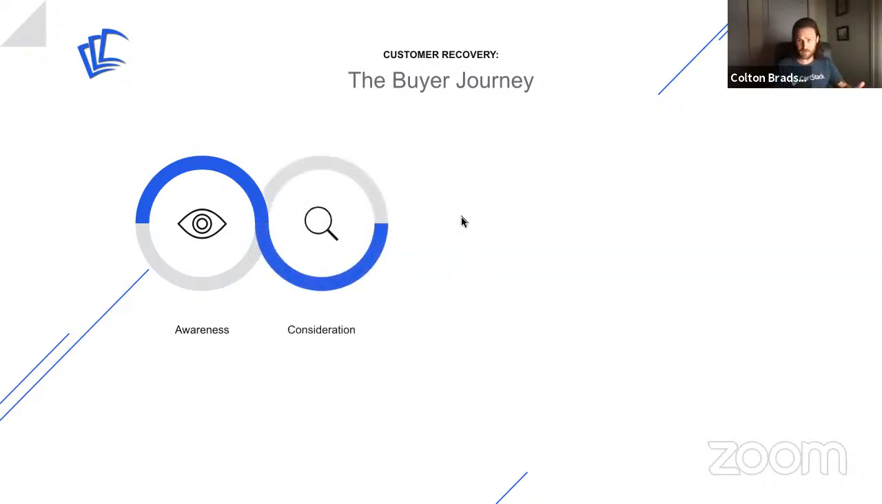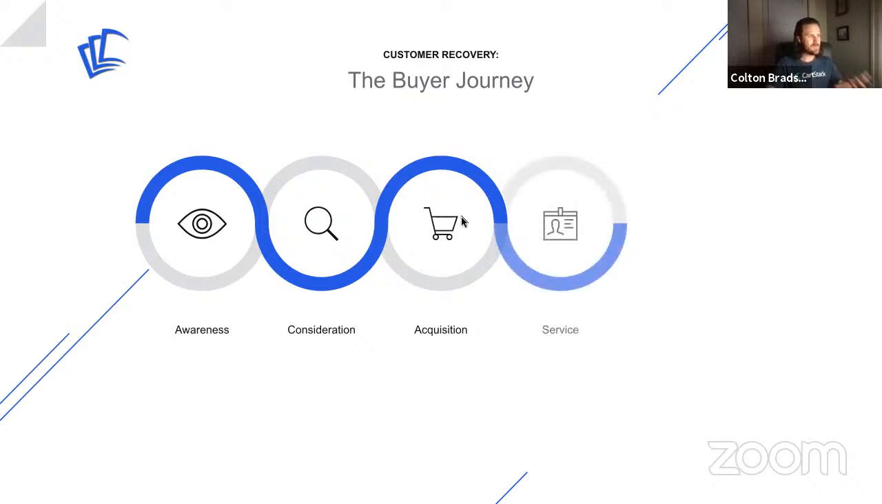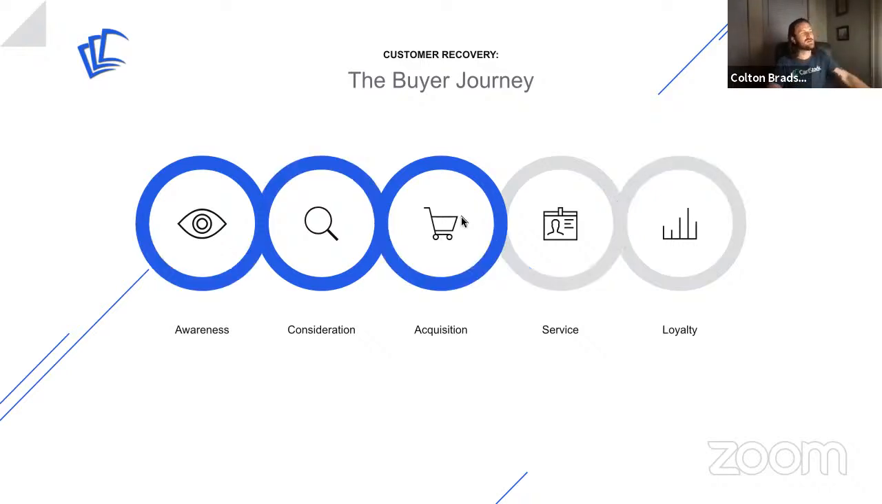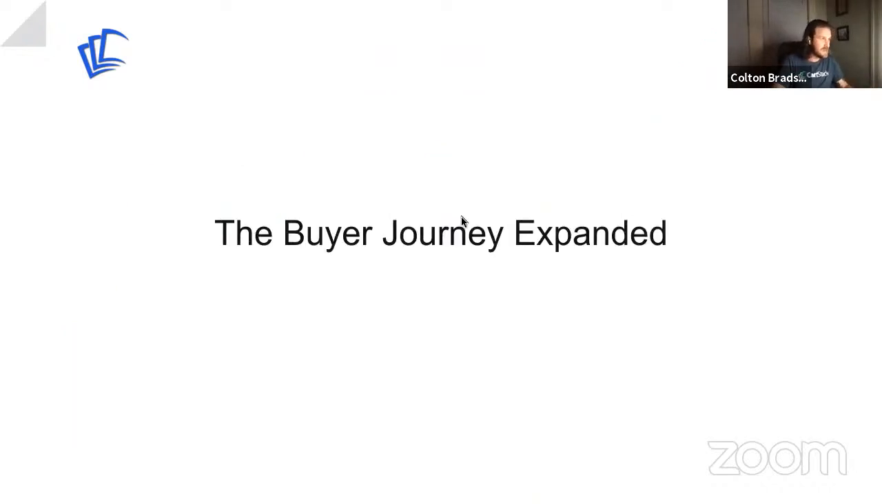They're starting to consider your products, or a competitor's products. They're doing research, they're searching, they're really hot and heavy right now. Acquisition is where they're combating some final objections, and they're getting to the point where they're about to become a customer. And then we move on to service and loyalty, which aren't as important for what we're going to be talking about today. They're very important parts of the buyer journey. But from a recovery standpoint, really all we're interested in right now is the awareness, consideration, and acquisition stages.